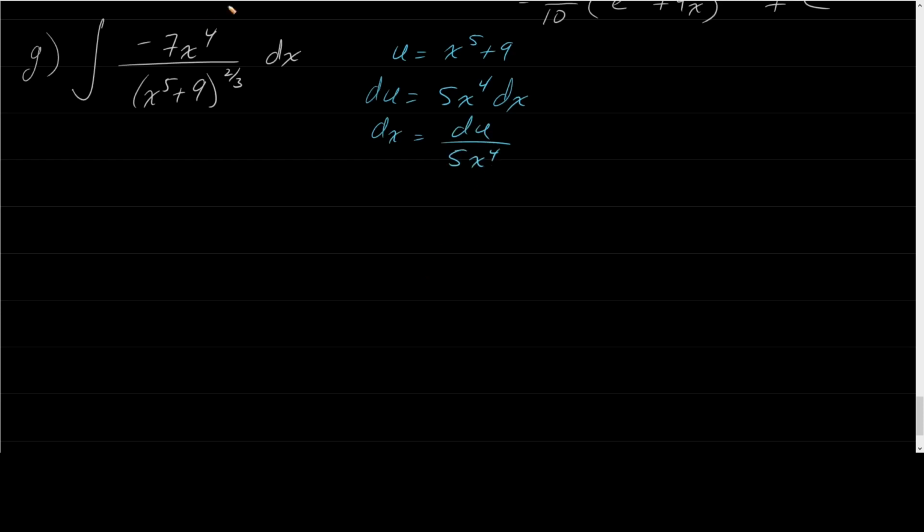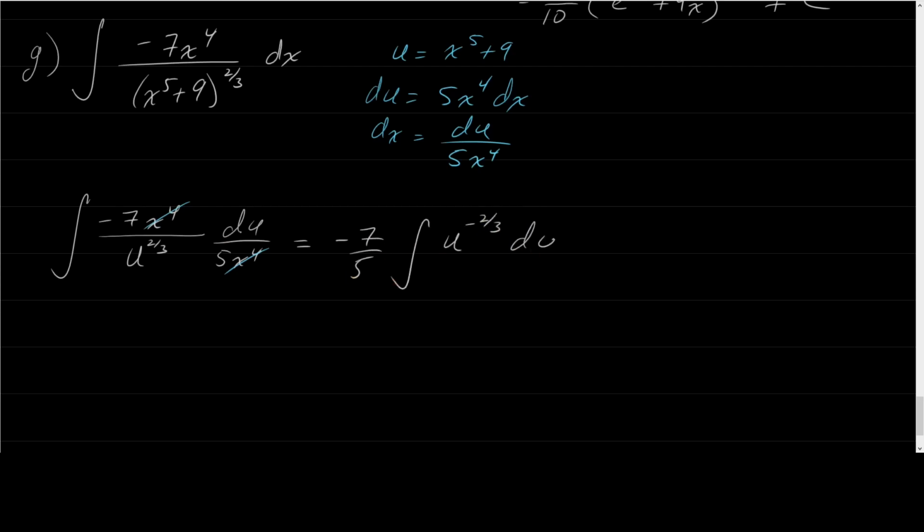At that point, we can rewrite our integral to say the integral of, well, this negative 7x to the 4th. We did not use that for our substitution, so it's still there. Negative 7x to the 4th over this x to the 5th plus 9, that was our u. So we have u to the 2/3. This dx was really du over 5x to the 4th. And now we see that some stuff cancels out. The x to the 4ths go away. So what we really have here is negative 7/5 times the integral of u to the negative 2/3 du.